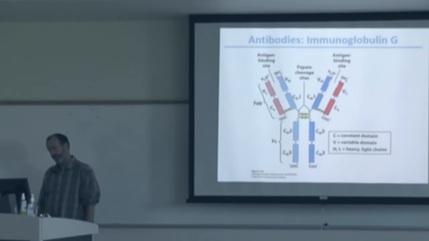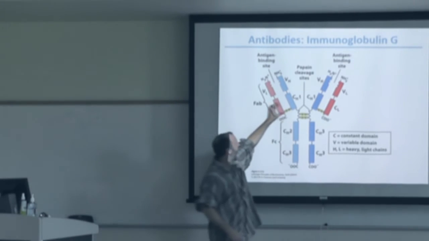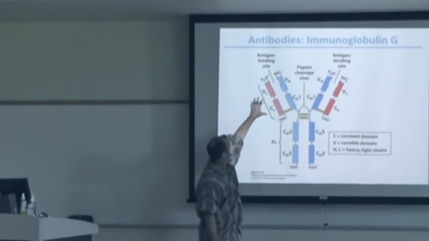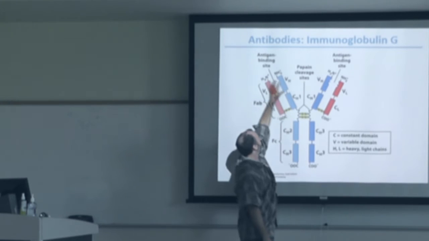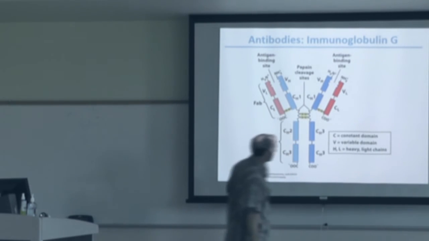And this is probably better than my drawings. I put too many disulfide bonds there. There's only one between the light chains and the heavy chains. This is your FC region and your FAB region, the antigen binding site, which contains the variable domains of the heavy and light chains.